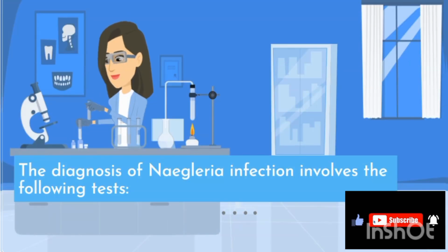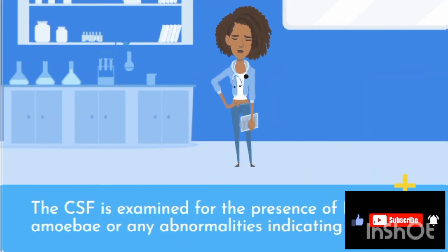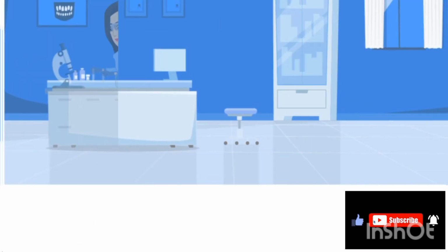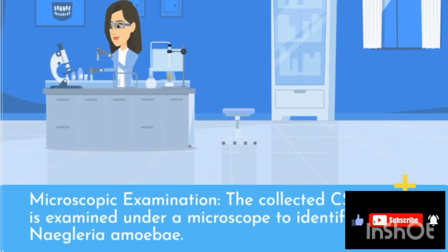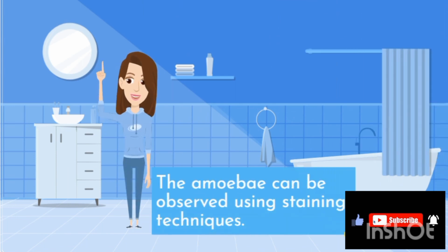The diagnosis of Naegleria infection involves the following tests. Lumbar puncture: a sample of cerebrospinal fluid, CSF, is obtained through a lumbar puncture, also known as a spinal tap. The CSF is examined for the presence of Naegleria amoebae or any abnormalities indicating infection. Microscopic examination: the collected CSF sample is examined under a microscope to identify the Naegleria amoebae. The amoebae can be observed using staining techniques.